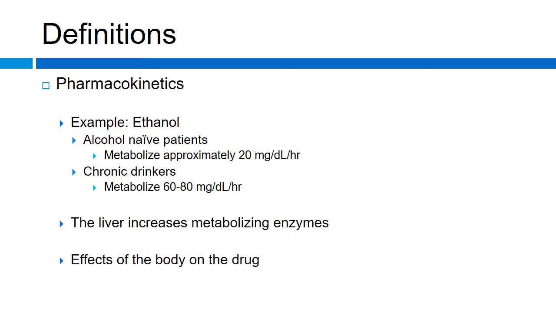On the other hand, chronic drinkers who have been drinking a lot every single day have enzymes that start to ramp up and become more prominent, because the body doesn't like ethanol around. It wants to get rid of it. By ramping up those enzymes, they can metabolize alcohol a whole lot faster. They may be able to do, say, 60 to 80 milligrams per deciliter per hour. So it would take a whole lot more alcohol for them to get drunk, because they're getting rid of it so quickly. Those kinetics can change based on the type of patient, drug interactions, all kinds of different things. So again, pharmacokinetics, the effects that the body is having on the drug itself.